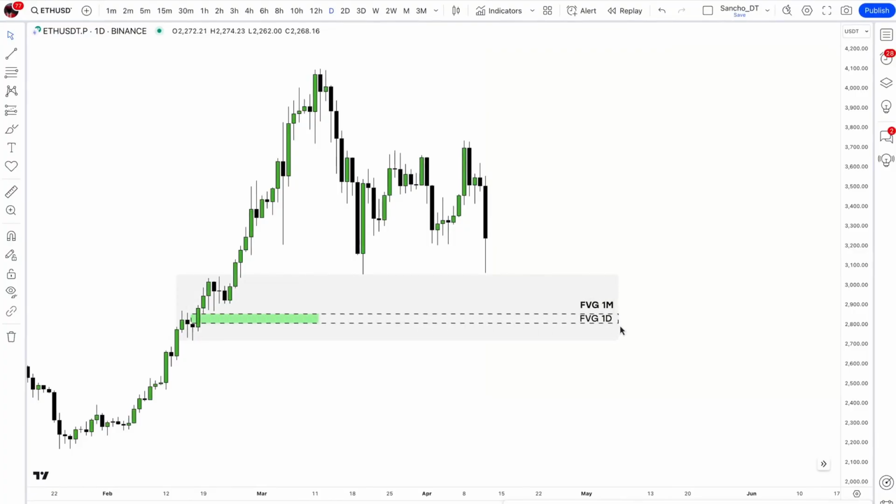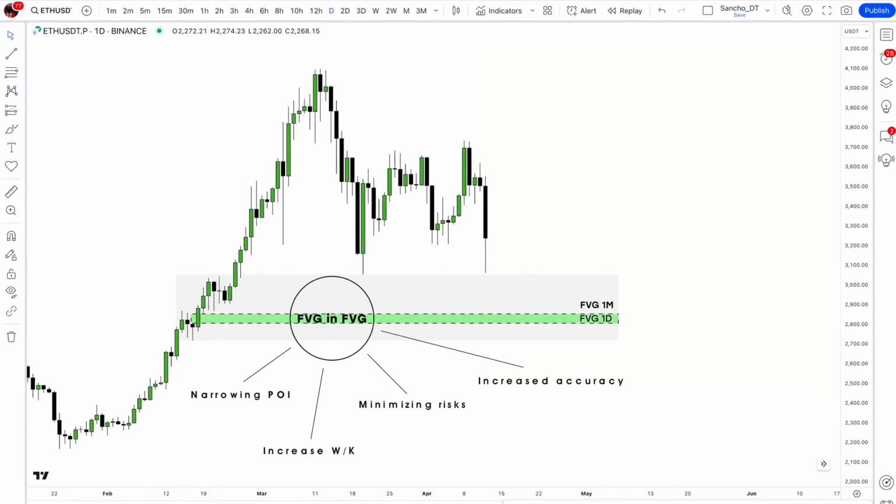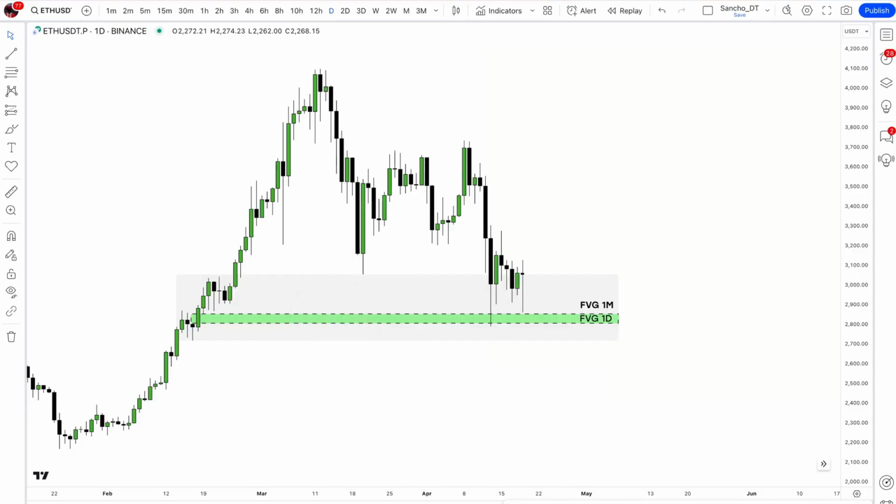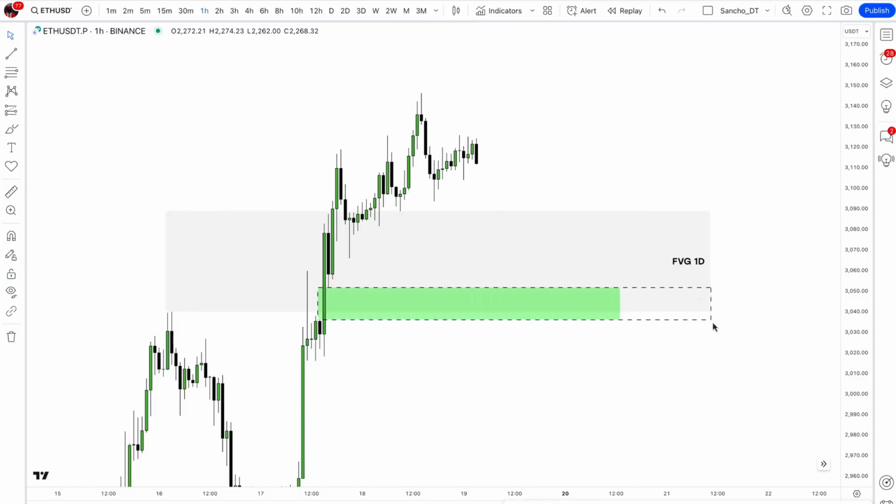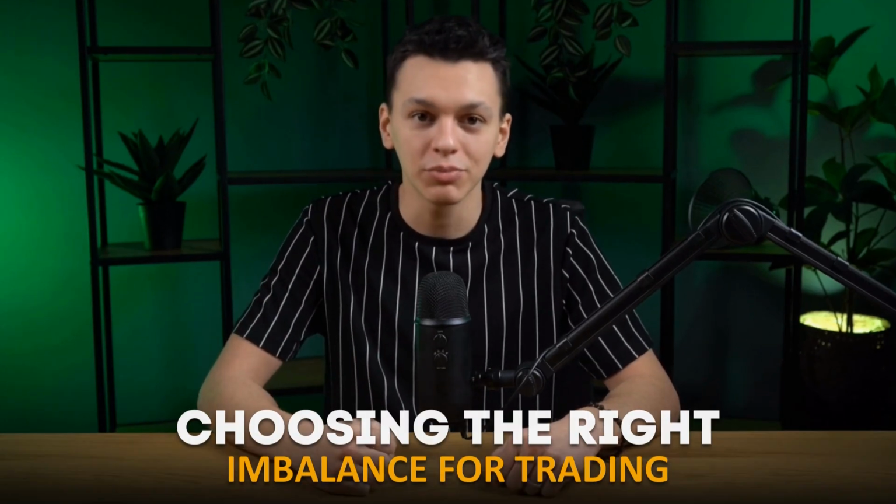Let's consider an example of refining a monthly imbalance on a daily time frame. This approach not only narrows the potential zone of interest, but also enhances forecasting accuracy. You minimize risks and increase the likelihood of successful trades by focusing on key levels where a price reaction is most likely to occur, avoiding chaotic searches for reversal points. Apply the same logic to other frames, moving to smaller time frames to refine zones of interest and conduct a detailed analysis. Now let's discuss how to choose the most suitable imbalance for trading.